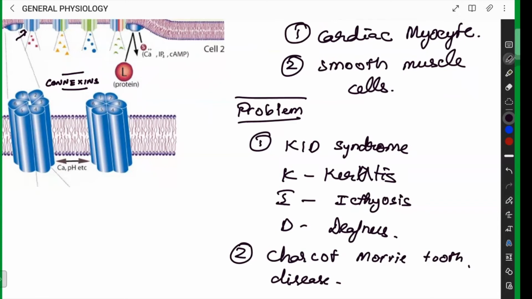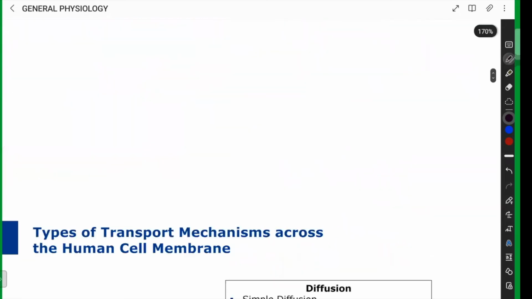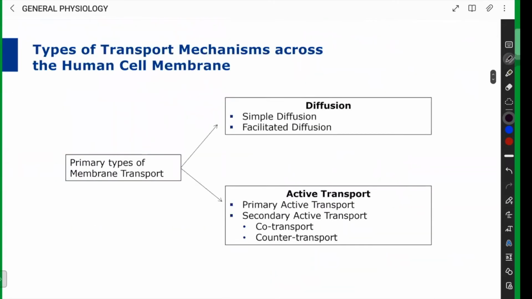Clear? Now, with this, we are completing the intercellular communication. Next, we are going to move towards the transportation across the membrane.